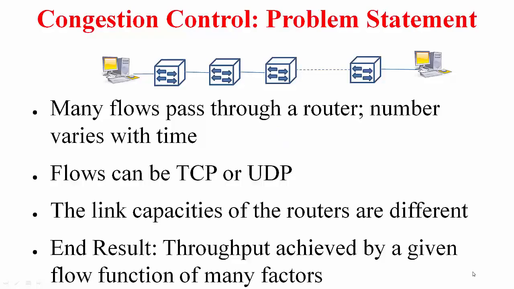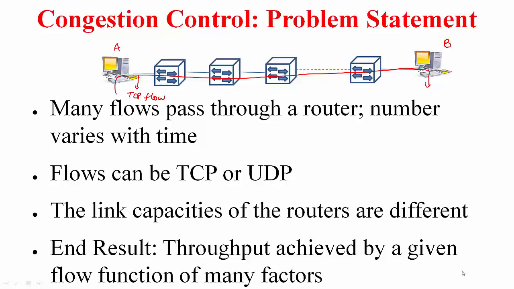So what is the problem of congestion control? Suppose you have a TCP connection between a process that is running on this host, let me call it host A, over many routers. At the other endpoint is this process that is running on this host B. So the question is, what is the throughput that can be achieved by this particular TCP flow?